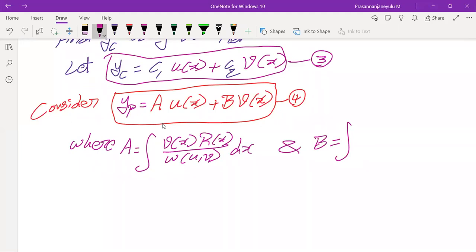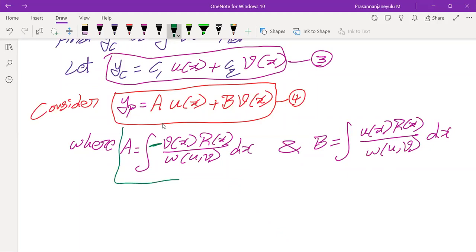So take the opposite function U of X, multiply with R of X. What is R of X? The right hand side of the given differential equation, by W of U comma V. What is W of U comma V? We will discuss it. Into dx. And one more important point is here: in A and B, in which formula are we using V of X? In A. So we have to multiply it with -1. So this is the formula of A and this is the formula of B.